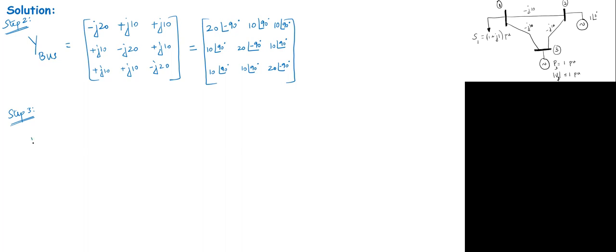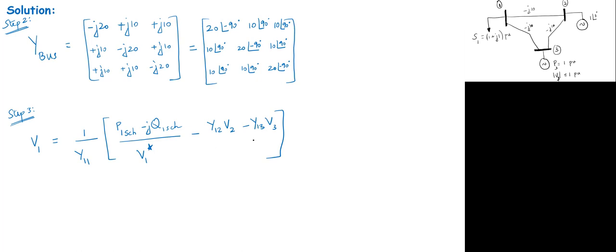And therefore the equation to solve for the voltage at bus 1, which is a complex number V1, is going to be given by this expression: 1 over Y11, once again a complex number, multiplied with (P1 scheduled minus JQ1 scheduled divided by V1 conjugate) minus Y12 V2 minus Y13 V3. Since this is a three bus power system; if it were a four bus power system, we would have minus Y14 V4 and so on.